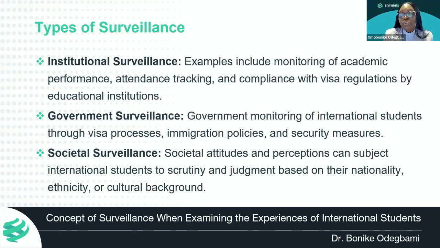So we're going to talk about three types of surveillance. Institutional surveillance. We're going to talk about examples that include monitoring academic performance, attendance tracking, or compliance with visa regulations. We're going to talk about government surveillance, the government monitoring international students through visa processes, immigration policies, and security measures. And then societal surveillance, which includes attitudes and perceptions that we have that subject international students to scrutiny and judgment based just on their nationalities.